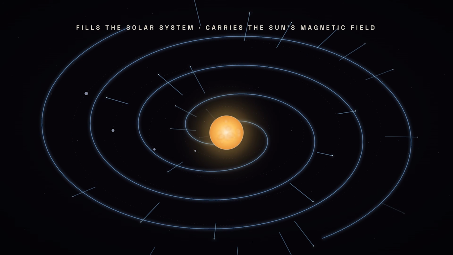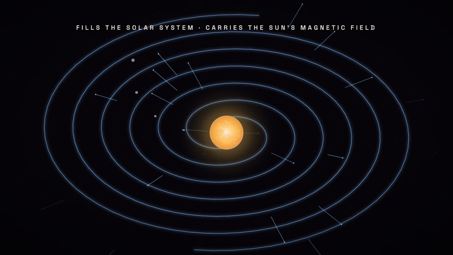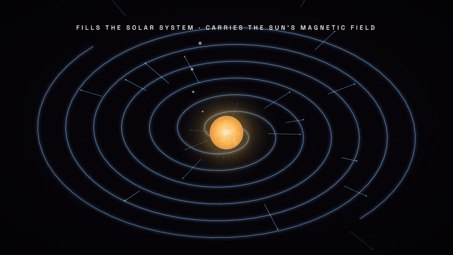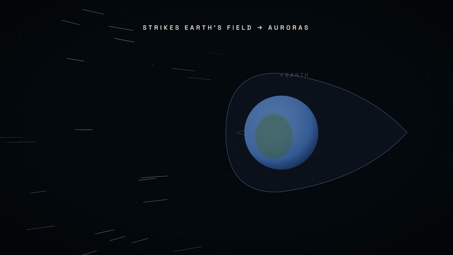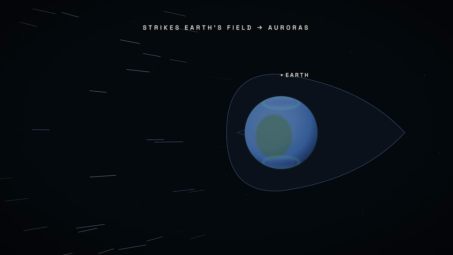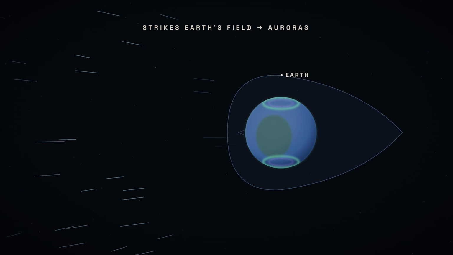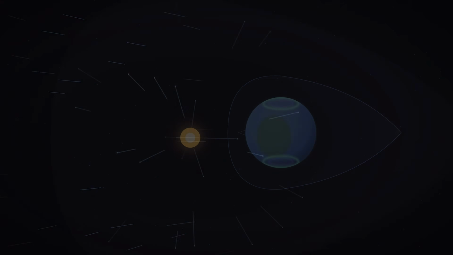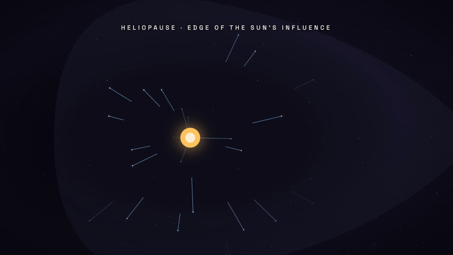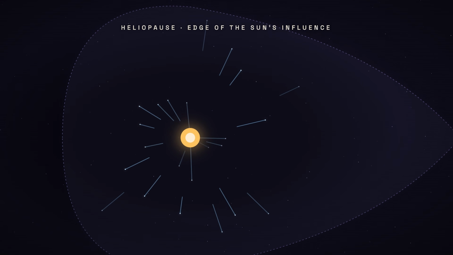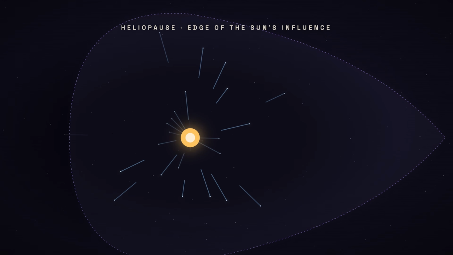This wind fills the entire solar system and carries the sun's magnetic field with it. When it strikes Earth's magnetic field, it produces auroras near the poles. The boundary where the solar wind finally slows and merges with interstellar space, far beyond the outermost planets, is called the heliopause, and it marks the true outer edge of the sun's influence.